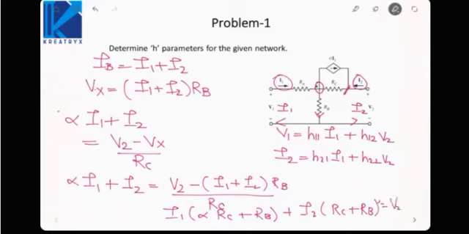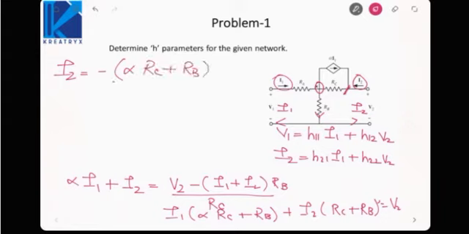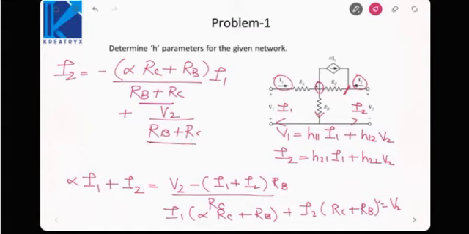But we have to calculate I2. So what we will do is we will take I1 on the right hand side. So I2 will be equal to minus (alpha Rc plus Rb) divided by (Rb plus Rc) into I1 plus V2 over (Rb plus Rc). So this first term will be H21. The second term, 1 upon (Rb plus Rc), will be H22. So that is how you can calculate the H parameters for this given network.